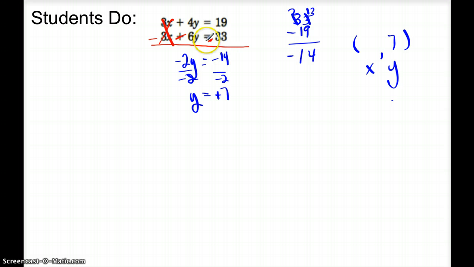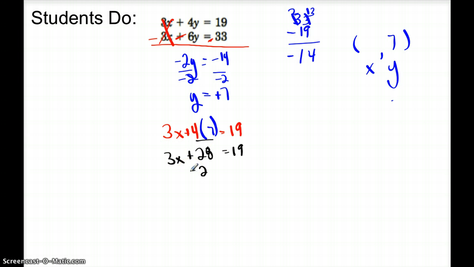I know my y is 7, so I just need to find my x value. Again, I need to go back to the original equations. I can't use this modified one. It doesn't always work. So 3x plus 4y equals 19. I just picked the first one. I know my y value is 7. And now I'll solve. 4 times 7 is 28. I'll bring down the 3x. Again, sorry, positive 28 equals 19.